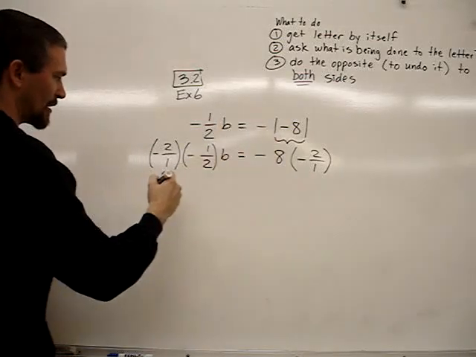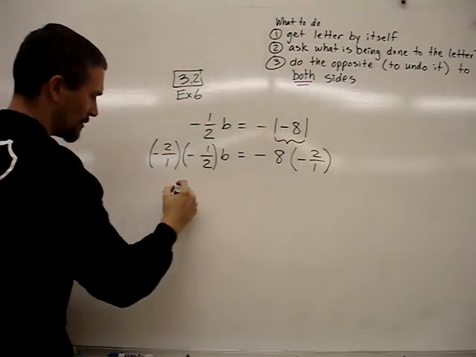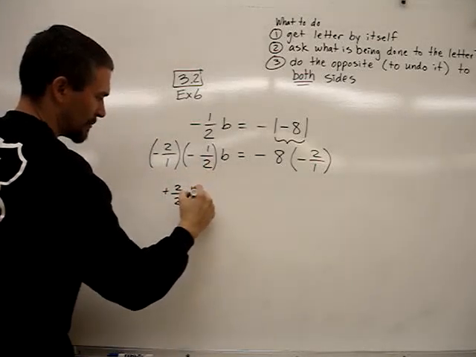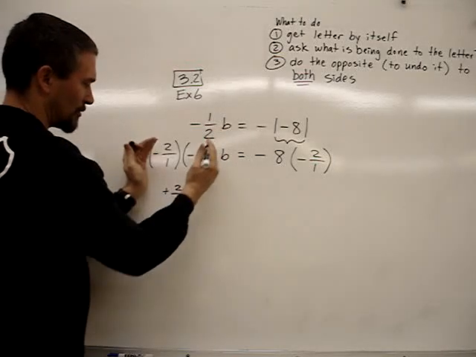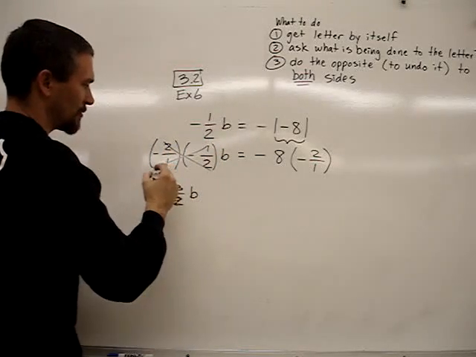So I'm going to write that exactly like that. Now, a negative and a negative makes a positive. 2 times 1 equals 2. 1 times 2 equals 2. And then b is being multiplied by that. So all this turns into that, which is why it's really gone. And that's why you can just cancel that out.